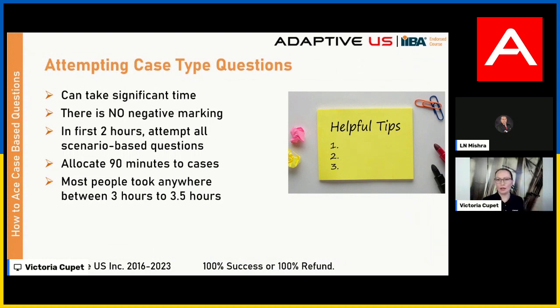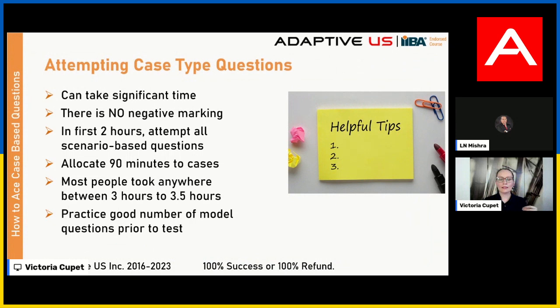If you finish your exam earlier, that's okay. It's okay to finish earlier if you feel confident. But statistically, people finish between 3 hours and 3.5 hours. So practice makes perfect. You need to practice all kinds of questions. Practice the easier scenario-based questions. Practice the longer, case study-based questions.